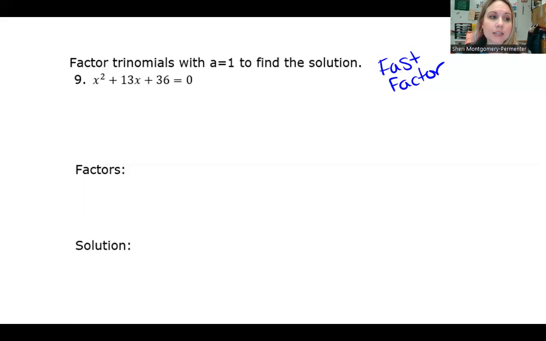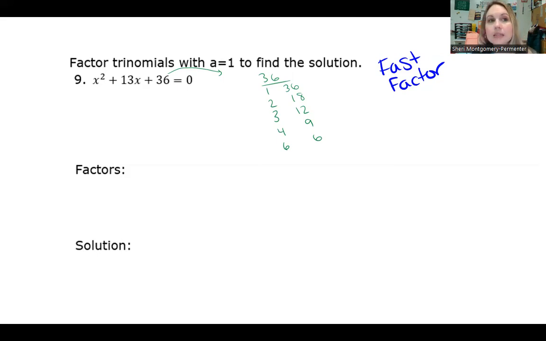So as we're learning this, you're probably going to need to write down factors, and that's okay. But as you get a little faster, some of you may not need to write down factors. So what I'm going to do is I write down factors of the last number. So I'm going to take that 36 and I'm going to write down factors of 36 off to the side. I typically start with 1. So 1 and 36. 2 and 18. 3 and 12. 4 and 9. 6 and 6. Can y'all think of any others?